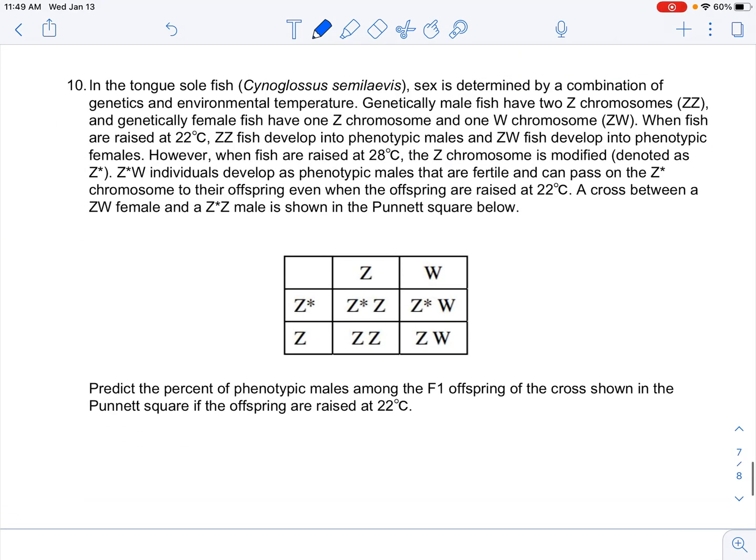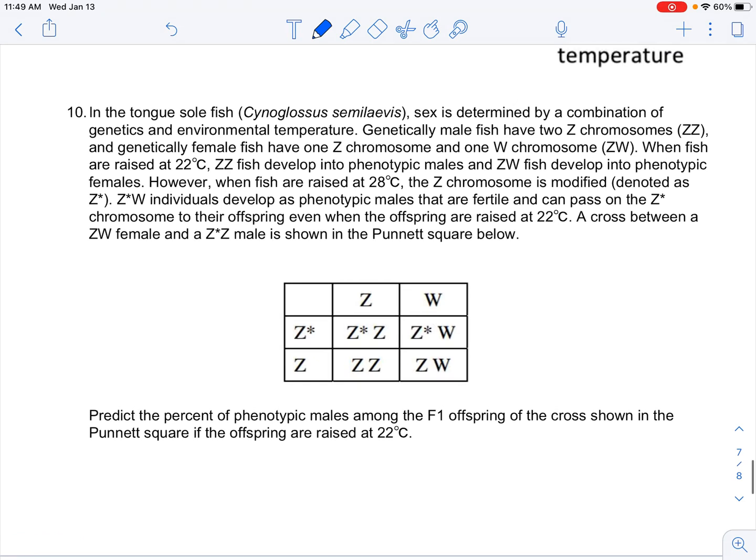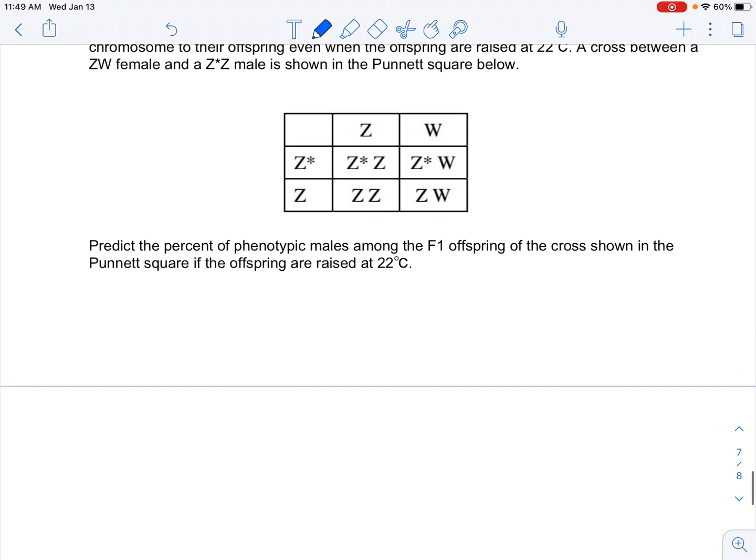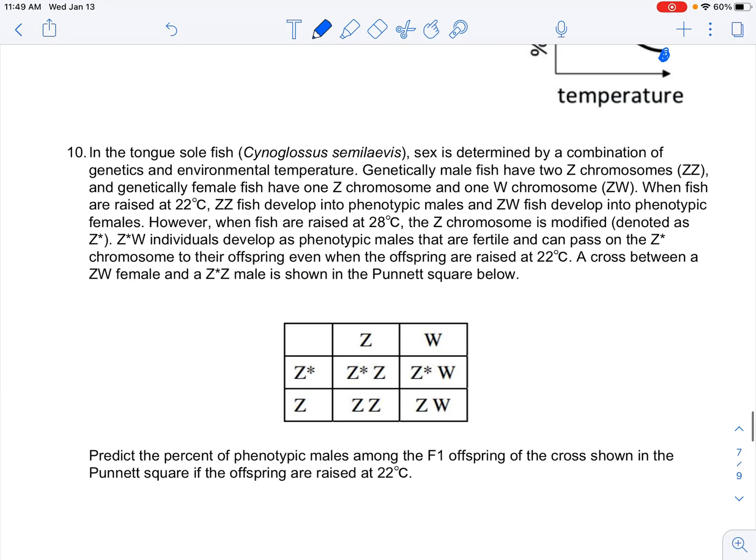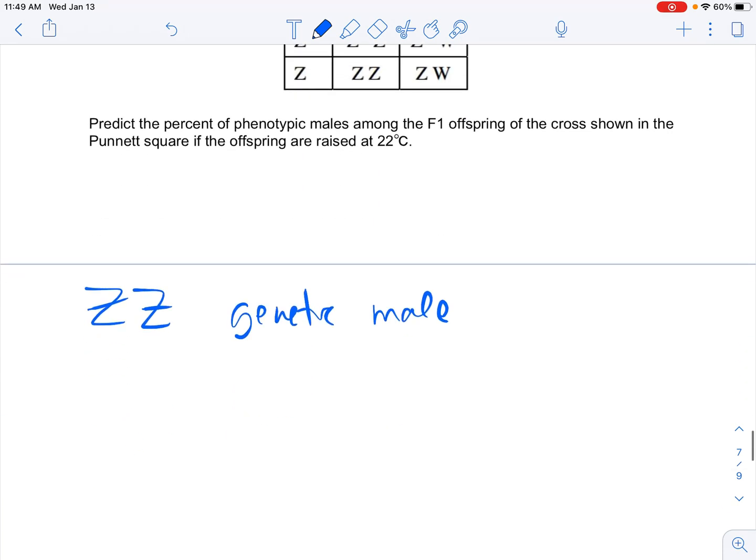I guess I'll do it here. In this fish, I can't even say that, Cynoglossus semilaevis, sex is determined by a combination of genetics and environmental temperature. So male fish that are genetically male have 2 Z chromosomes. I'm just going to write this down here. That's genetic male. And genetically female fish have 1 Z chromosome and 1 W chromosome.